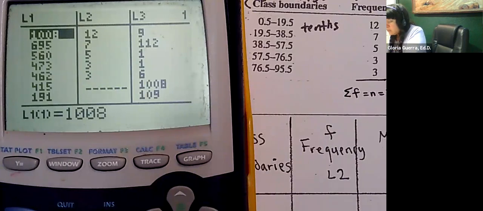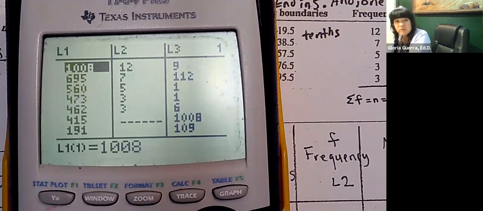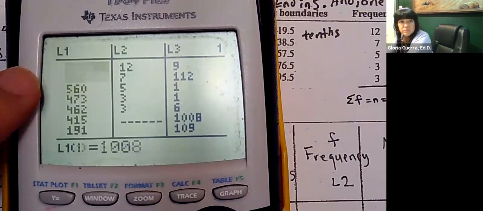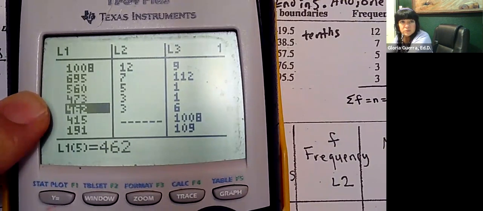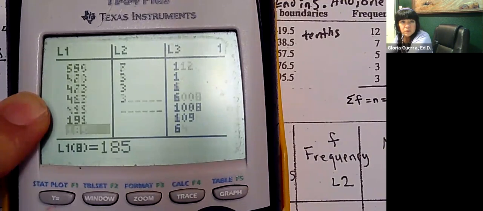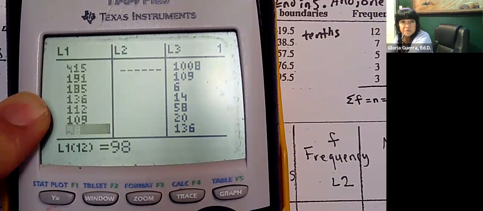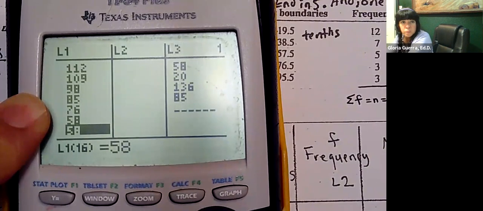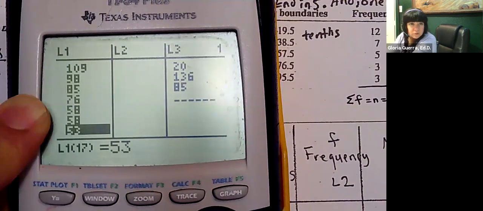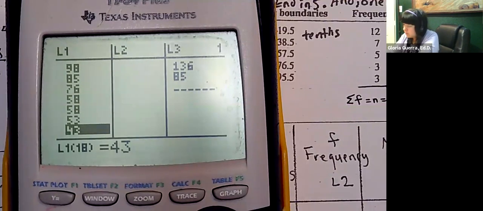Okay, so 1008 appears once. If they only appear once, I'm not going to write them down. See, this appears once, once, once, once, once. All these are appearing just one time, so there's not a need for me to write them down. Okay, so it looks like 58 appeared twice.